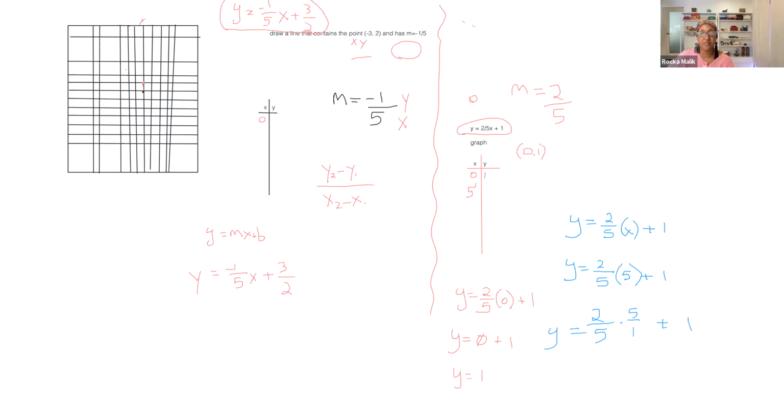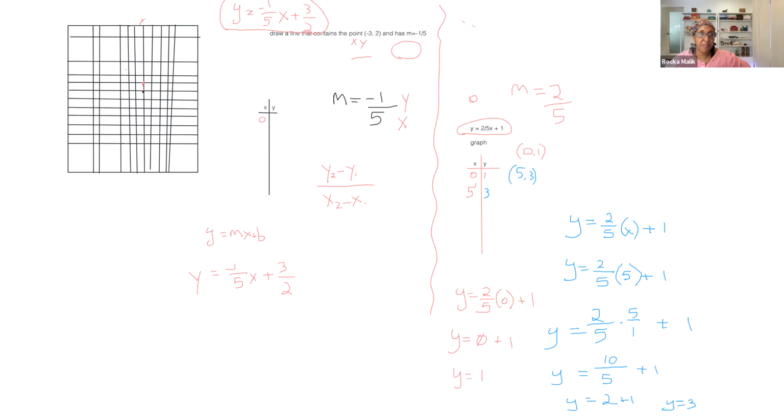So 2 times 5 is 10. 5 times 1 is 5. 5 will go into 10 twice. So I end up with y equals 3. And y equals 3 when my x is 5. So I have another point, which is all I really need. My other point is 5, 3.